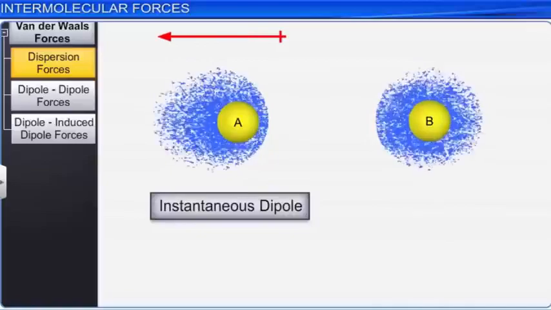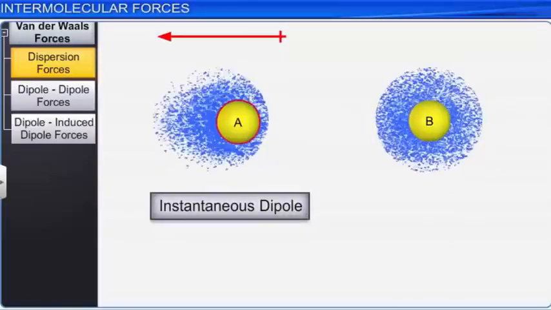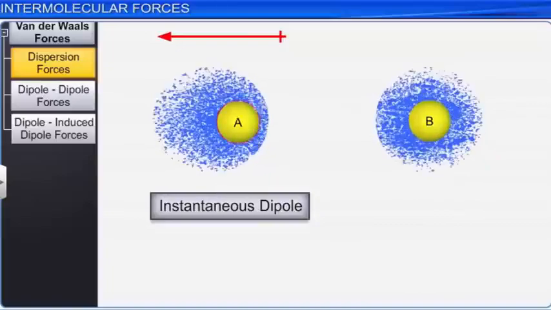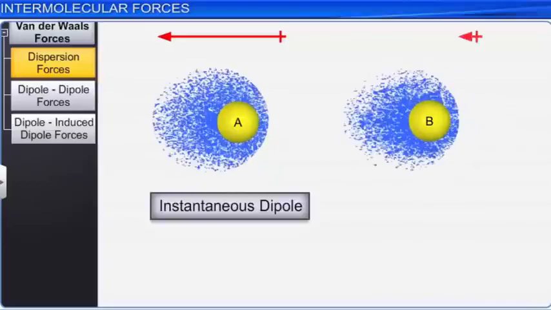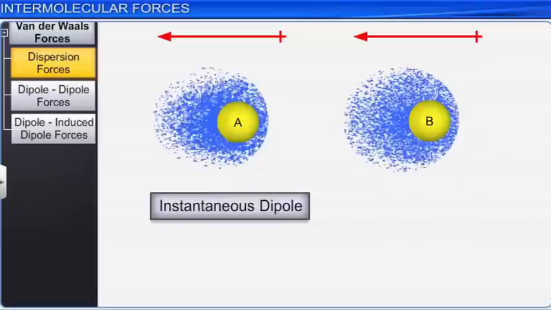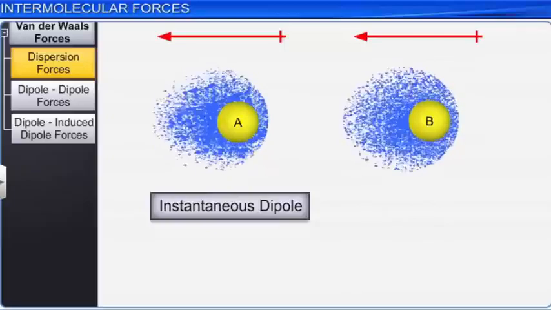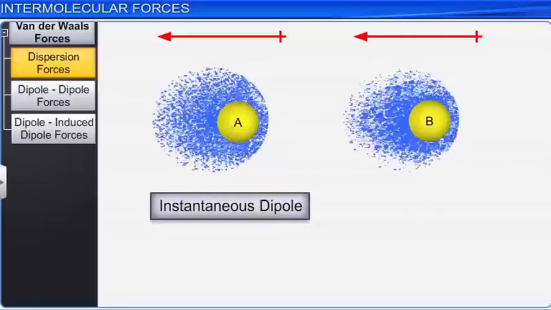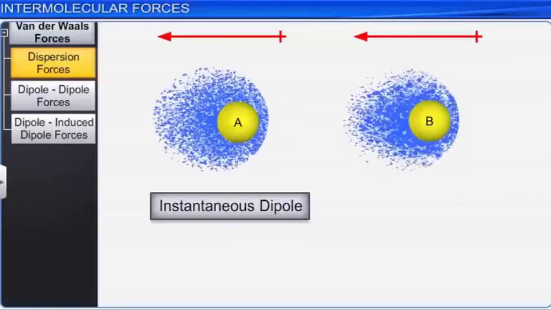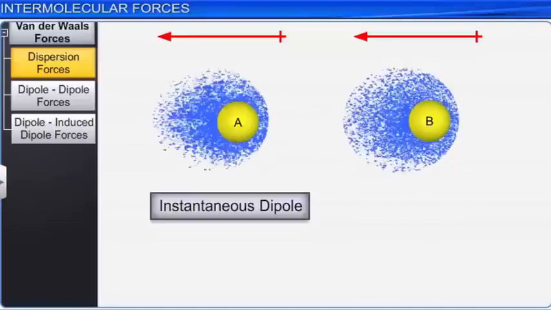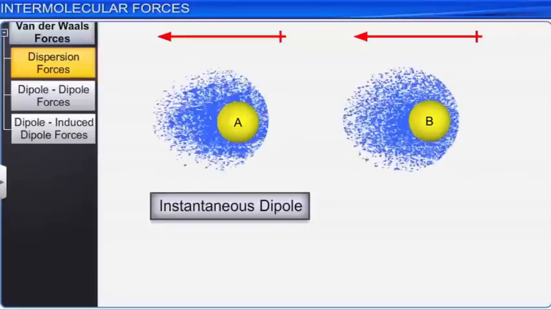This instantaneous or transient dipole distorts the electron cloud on the other atom, that is, atom B, which is close to it. As a result of this, a dipole is induced in the atom B. The temporary dipoles of atom A and B attract each other. This force of attraction between the two temporary dipoles is known as dispersion force or London force.